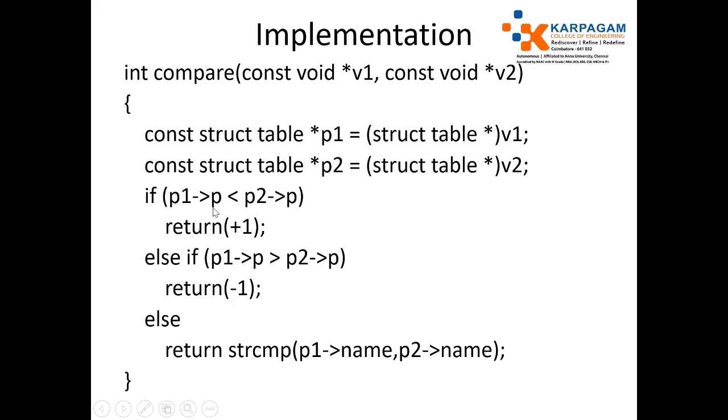If the points value of p1 is less than p2, just return the positive value. Else, the points value of p1 is compared for greater than p2. If it is greater, just return -1. Otherwise, there is a tie. If there is a tie, just compare the strings, that is the first team name and the second team name. So if it's a tie, just compare with this.